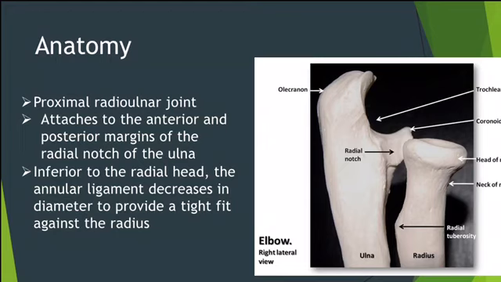The annular ligament covers the proximal radial head, and its attachments are the anterior and posterior margins of the radial notch on the ulna. It has a tight fit around the radial head in order to provide maximum support of the radial ulnar joint.